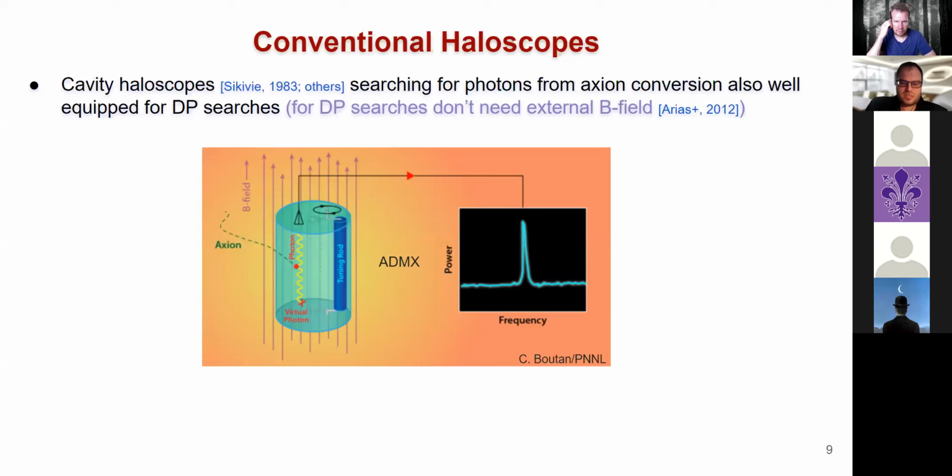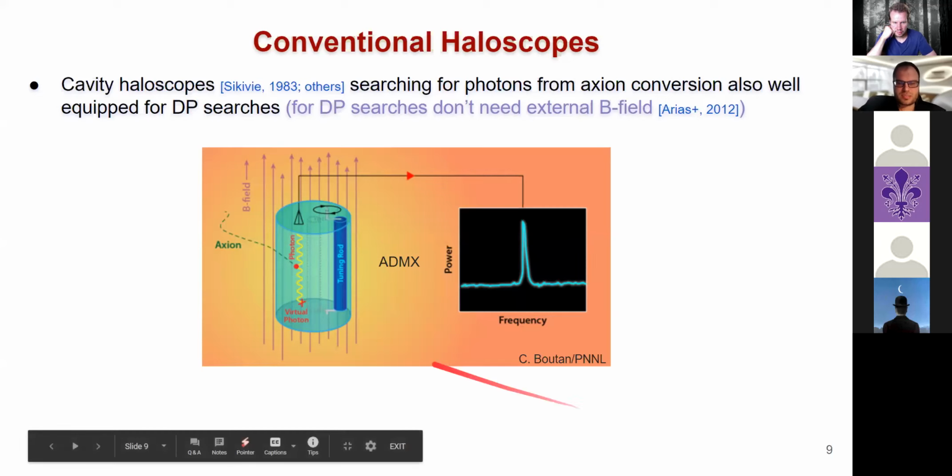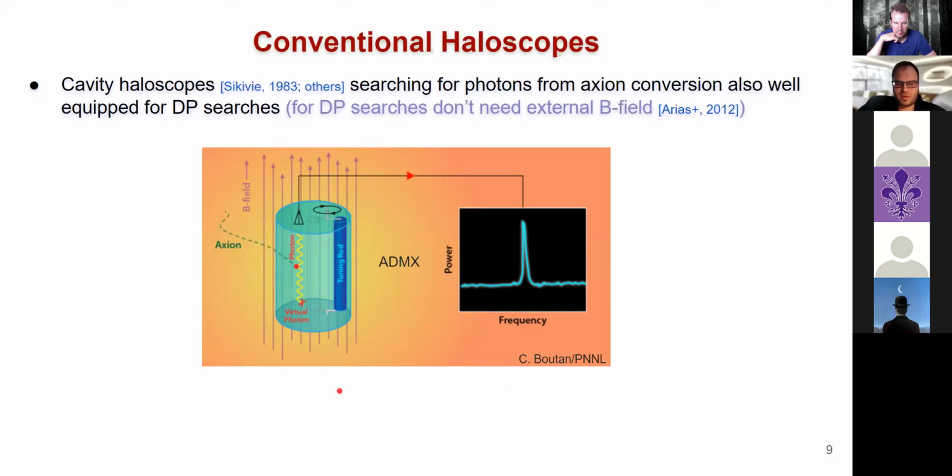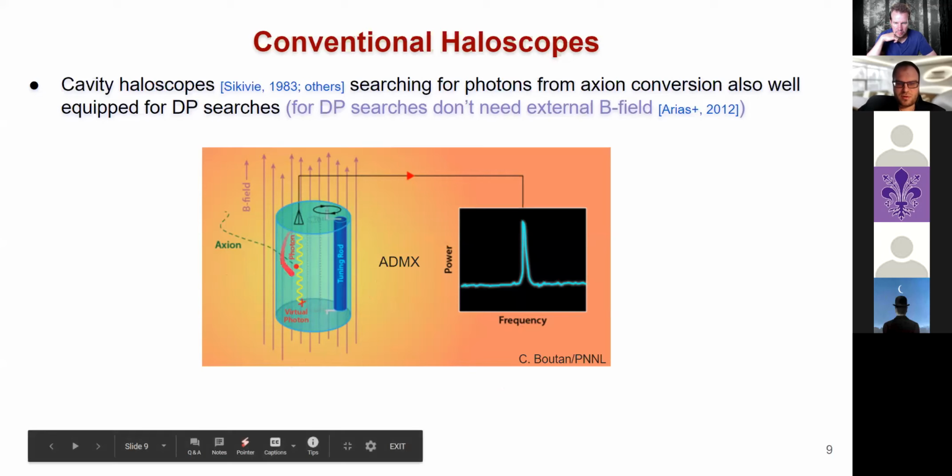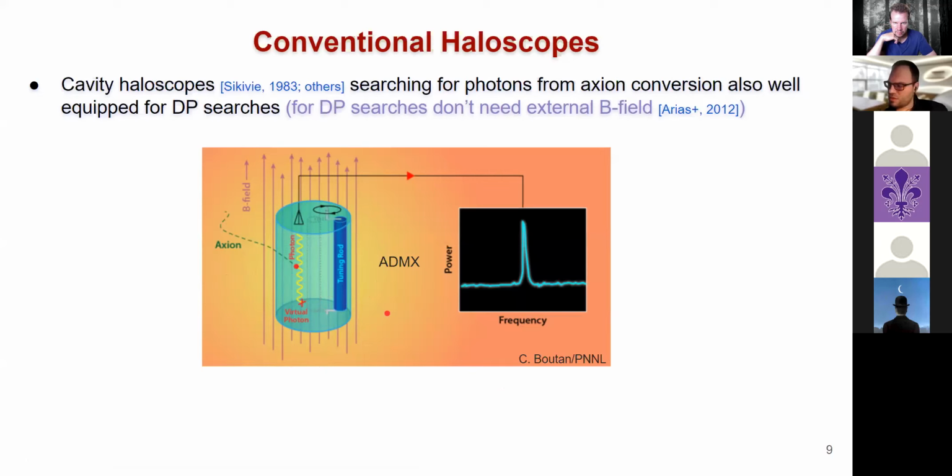Here is a schematic of one of the leading experiments, ADMX. The axion comes in, there's a B field within a resonant cavity, and you then produce a photon. To maximize the signal, the photon frequency should be matched with the resonant frequency of the cavity. Then you can read out the output. This is a very oversimplified picture, but that is the basic idea.